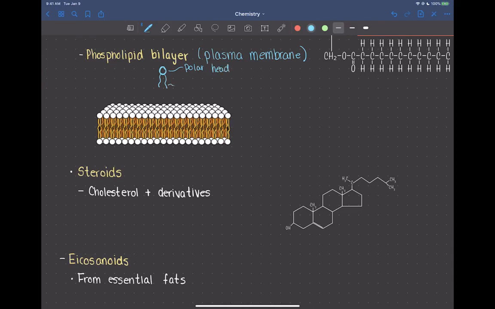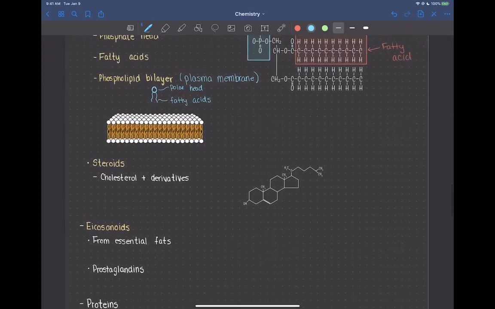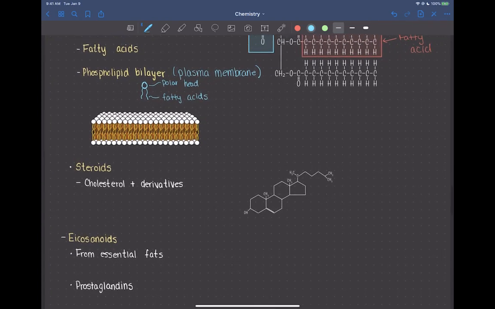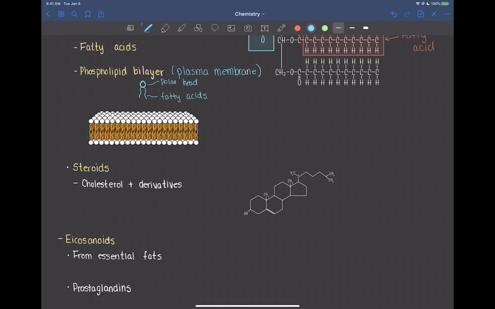All right, and then these two guys hanging off of it are going to be the fatty acids. That's what we're looking at. Okay. And so with this phospholipid bilayer, the reason that structure of the phospholipid is so important is we want those polar parts, these polar heads, to be pointing out towards the watery, either outside of the cell or the watery inside of the cell. Right, so we're going to have the polar part on the edges.